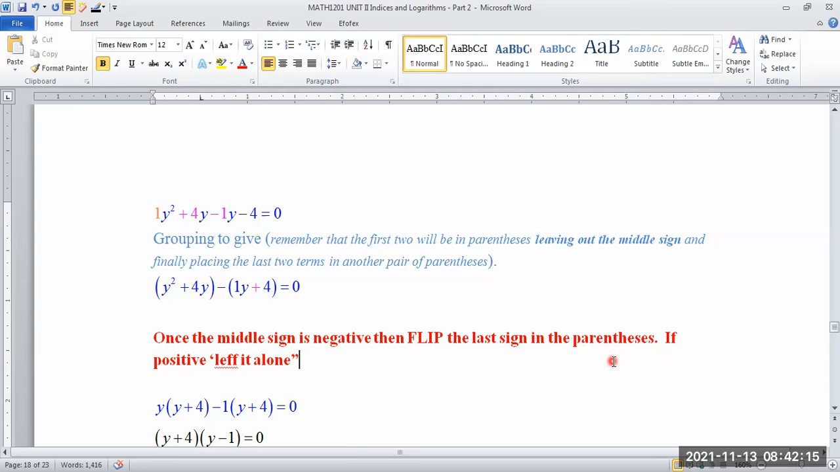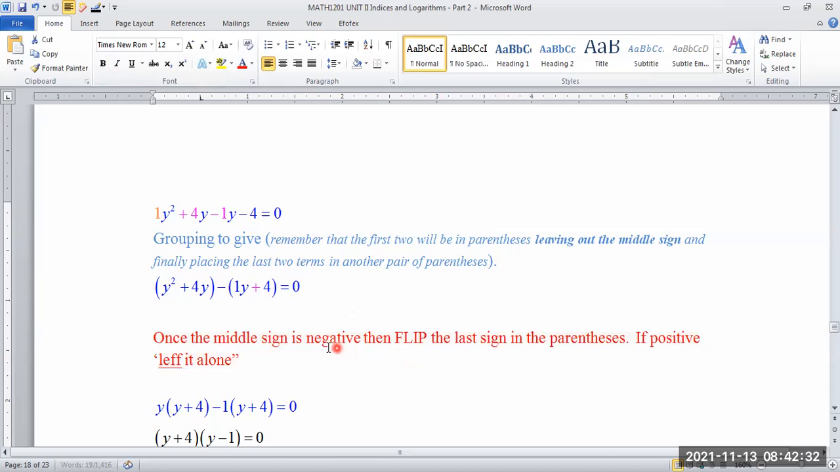Sir, go again with that one. All right. So I'm saying once the middle sign is negative, and let me just unbold this and then bold the middle sign.